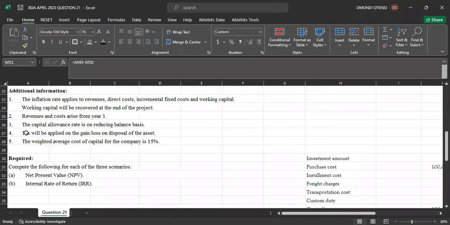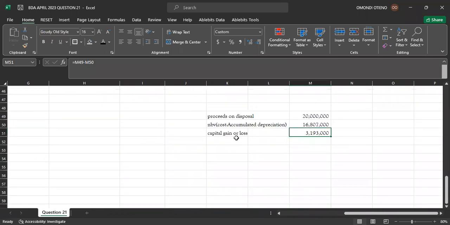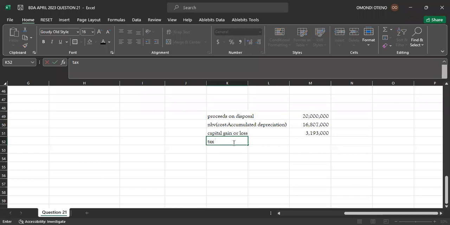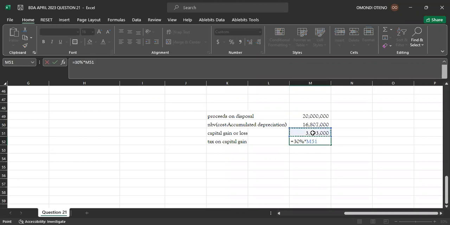number 4. Tax will be applied on the gain or loss on disposal of the asset. So we now come down here and ask ourselves. Capital gain is 3193. We are told that we have to pay tax on capital gain. Tax on capital gain will be at what rate? The tax rate which was given to us is still 30%. Is still 30% of what? Is still 30% of the capital gain.